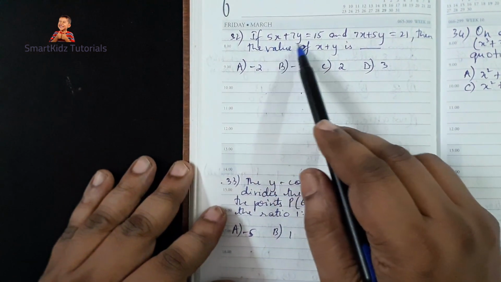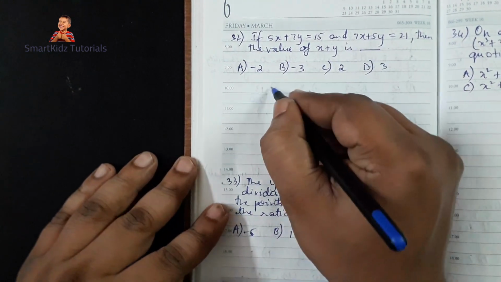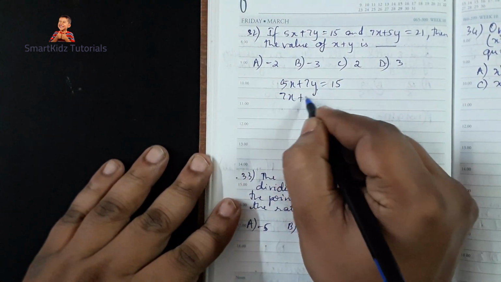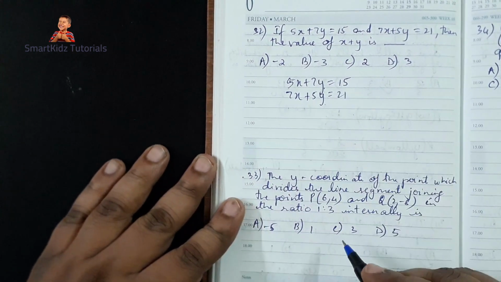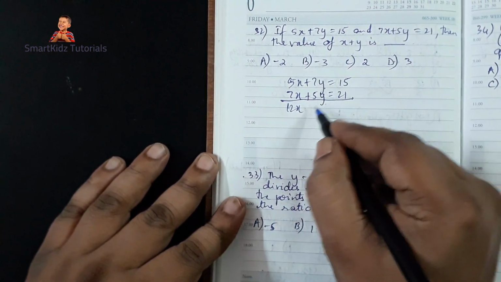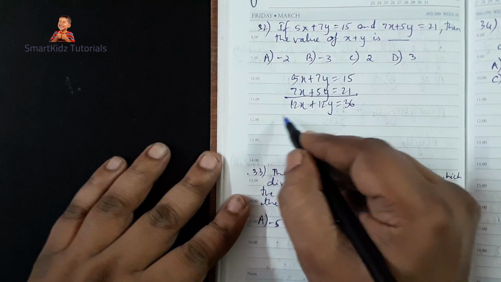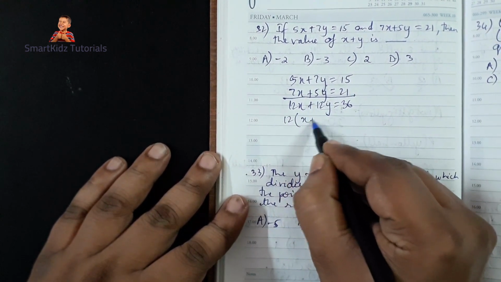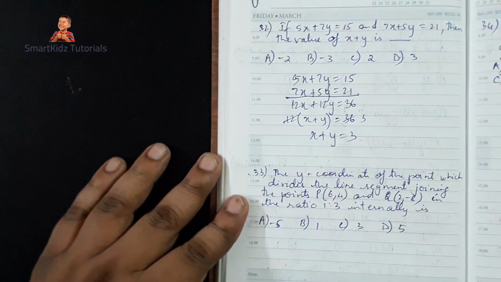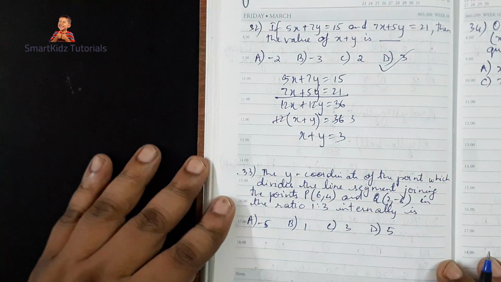32nd question. If 5x plus 7y equal to 15 and 7x plus 5y equal to 21, then the value of x plus y is dash. We'll add them up. 5x plus 7y equal to 15 and 7x plus 5y equal to 21. All we need to do is just add them. Let's see what we get. 5x plus 7x, we get 12x. 7y plus 5y, we get 12y. And 21 plus 15 we get 36. If we take 12 common from both of these, this is what we will get: 12 times x plus y equal to 36. 12 ones are 12, 12 threes are 36, we get x plus y equal to 3. That means our correct choice is D, that is 3.